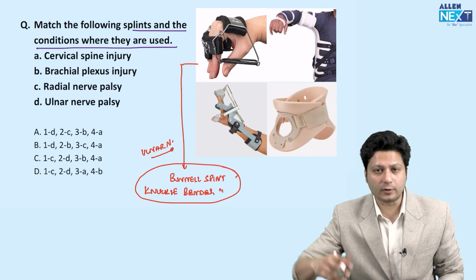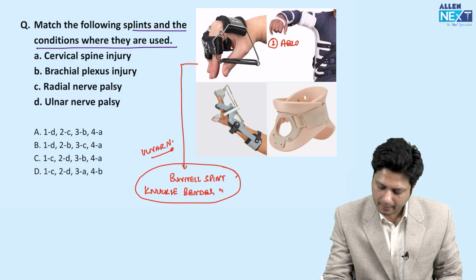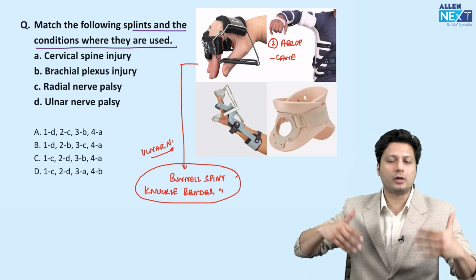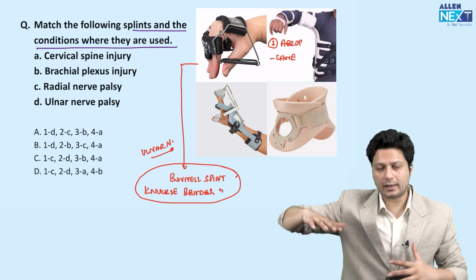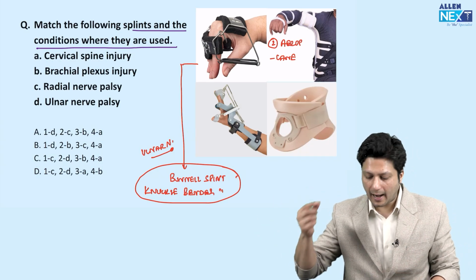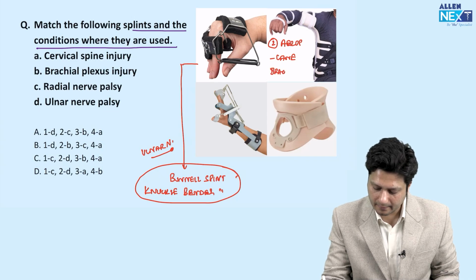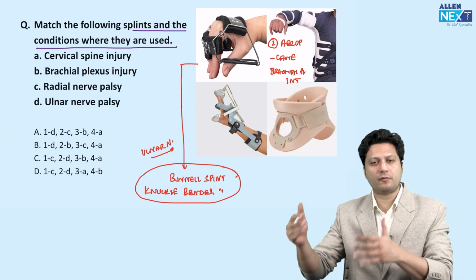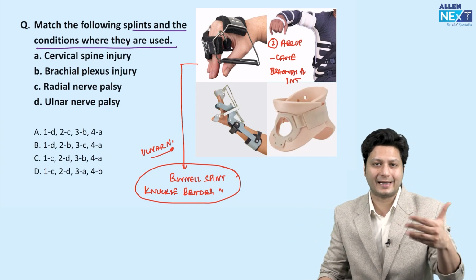Now, the next splint over here is the aeroplane splint. And why is it called the aeroplane splint? Because the upper limb is immobilized in abduction. To some extent, it appears like a wing of the aeroplane. And the indication for this aeroplane splint is brachial plexus injury. All right. So a non-specific kind of brachial plexus injury is an indication for the use of this aeroplane splint.